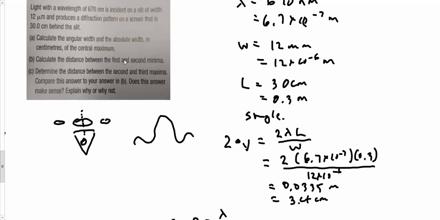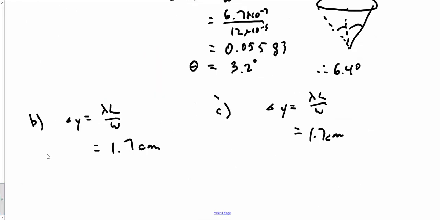Determine the distance between the second and third maximum. Compare this answer to your answer in B. Does this answer make sense? Well, yes, it should make sense because these distances from one to the other, whether it's a bright or a dark, here it's a dark, here it's a bright, are going to be the same both ways. And this ends our look at single slit diffraction.